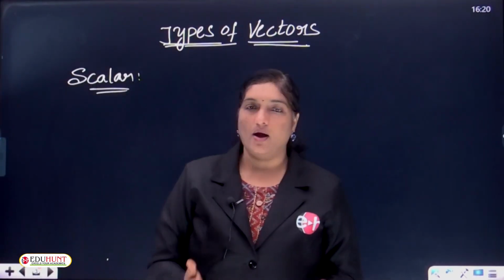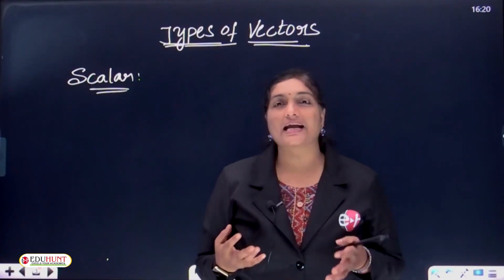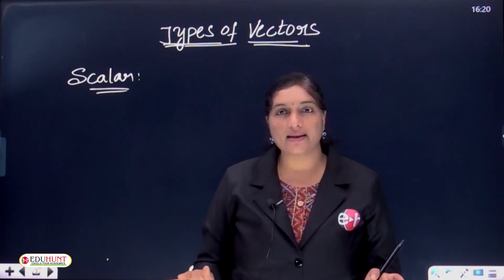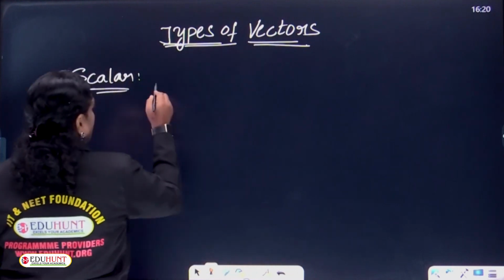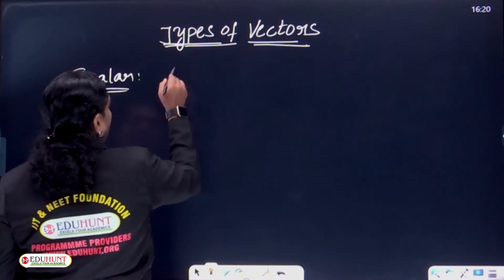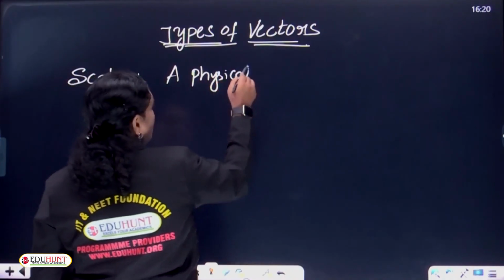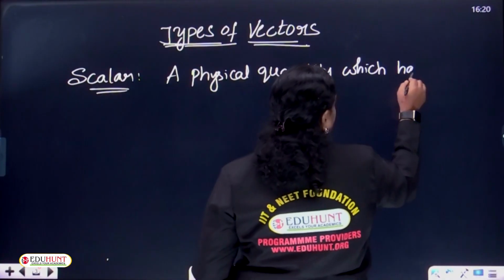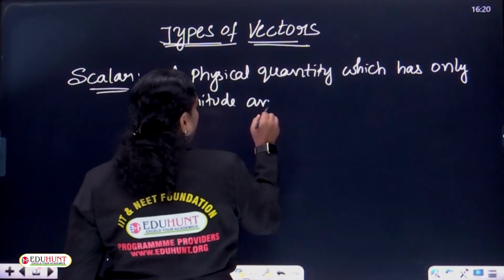A physical quantity which has only magnitude. Any physical quantity which has only magnitude but no direction is called a scalar. Okay, so let me read the definition, children. A physical quantity which has only magnitude and no direction.